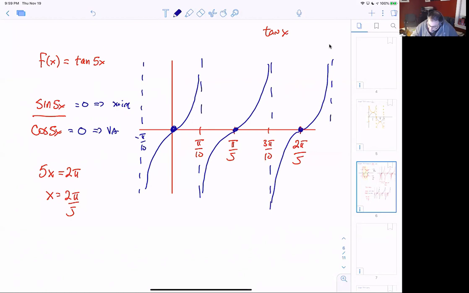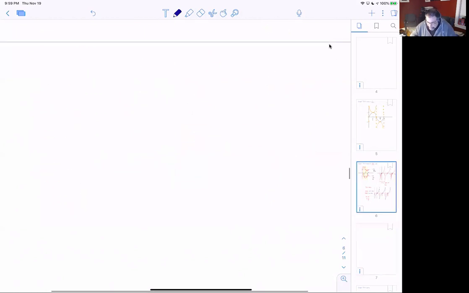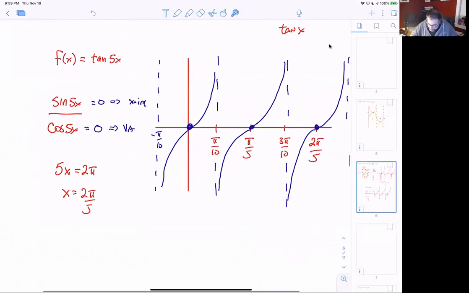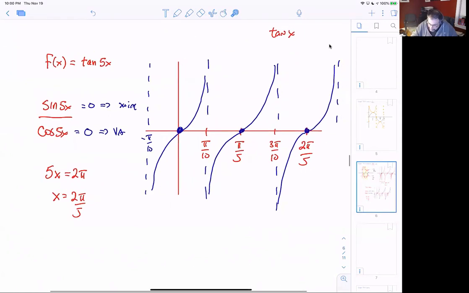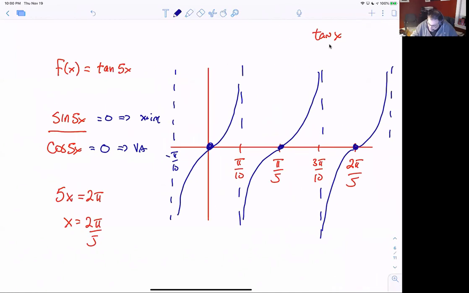Let's see, we're counting by pi over 10, so that's 1 pi over 10, 2 pi over 10, 3 pi over 10, 4 pi over 10. So this last one over here would be at 5 pi over 10. Okay, that would be 5 pi over 10. And that would be an asymptote as well. You can do it by thinking about the sine graphs. Okay, wherever sine is 0, tangent is 0. And that's what we're getting right there, same x-intercepts.